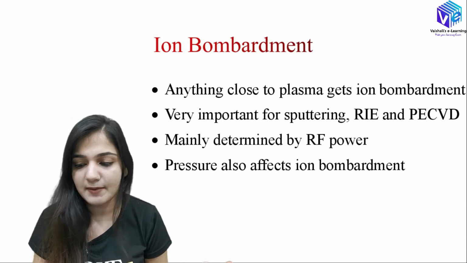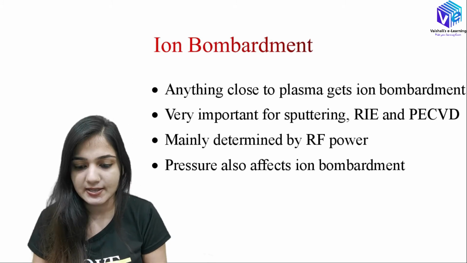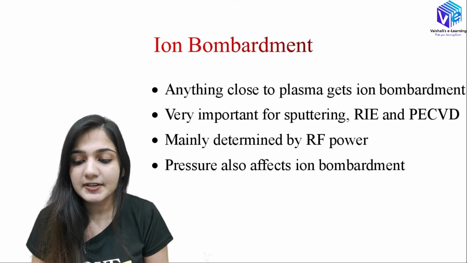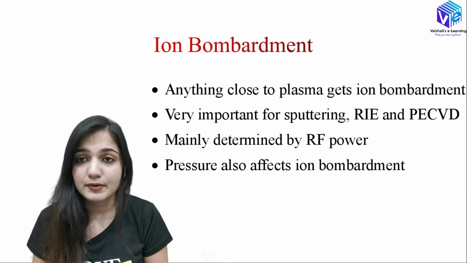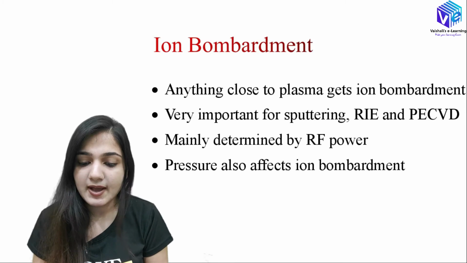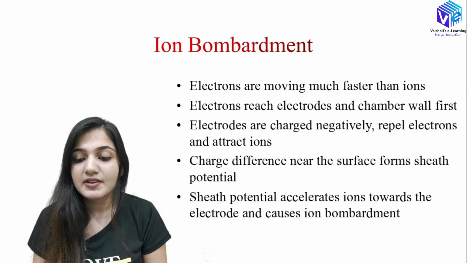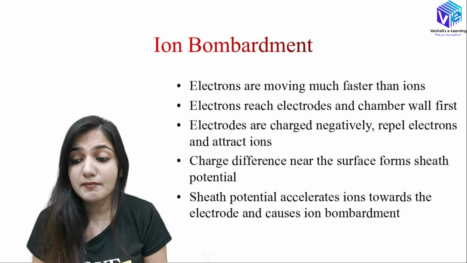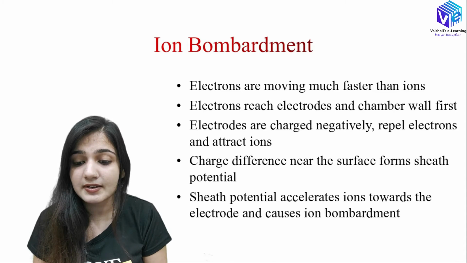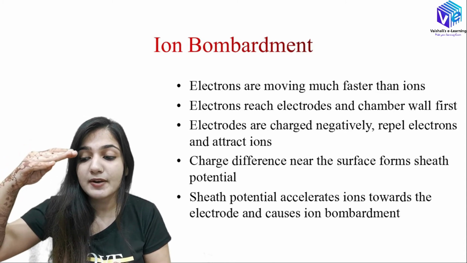Okay, so chemical vapor deposition, RIE, I have already told you, and we will be discussing sputtering as well. It is mainly determined by the RF power. If the power is high, then the ion bombardment will be high. Pressure also affects the ion bombardment, and I have already discussed it. Electrons move much faster than ions. The electron reaches the electrode and the chamber wall first.